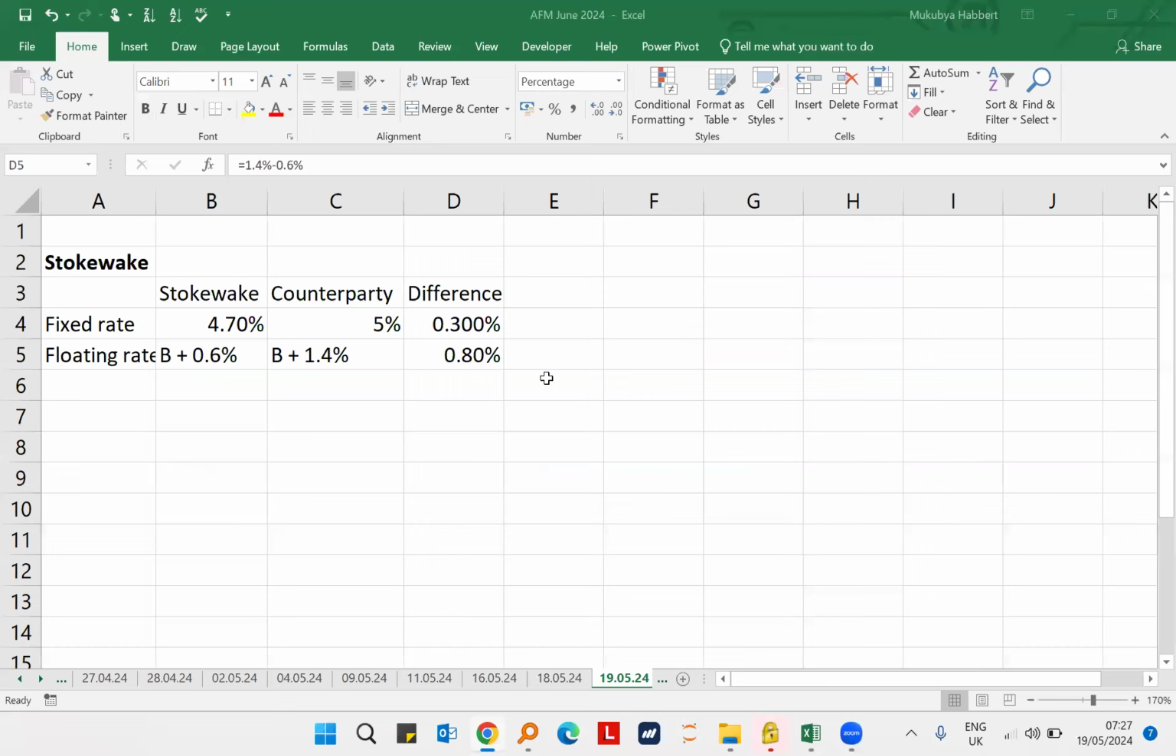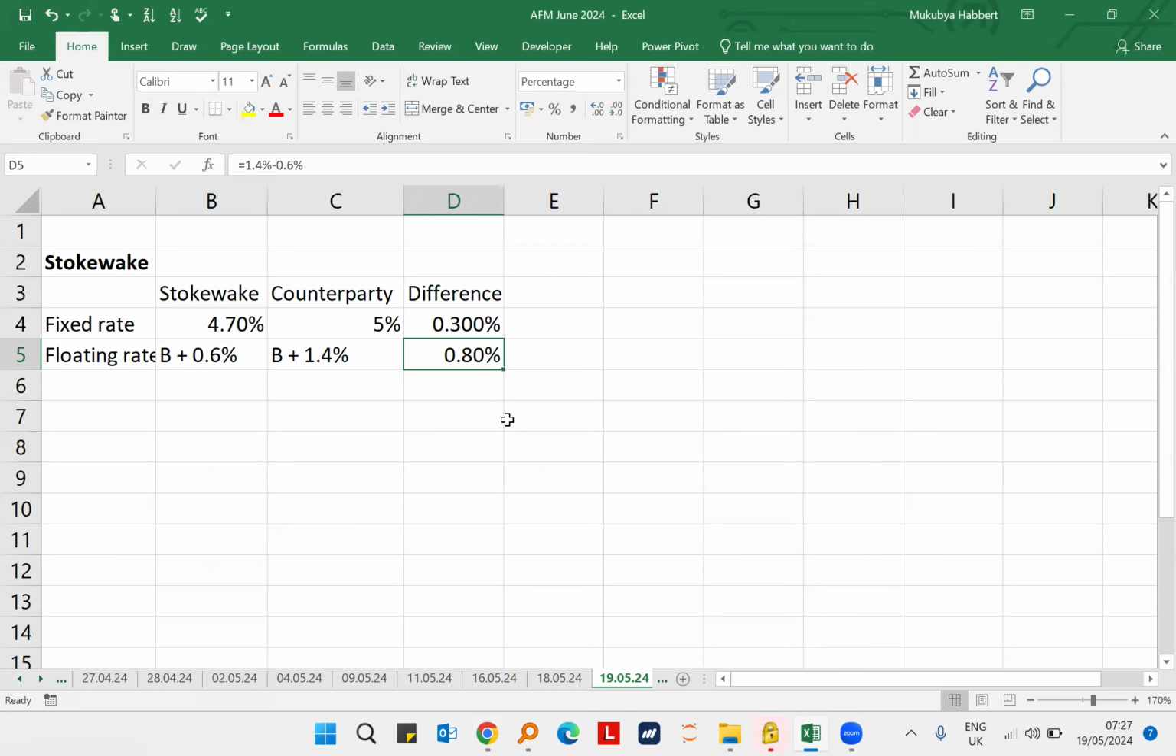Okay. So you can see that in both situations, Stockwake gets a better rate. It borrows at 4.7% at fixed rate, and even here at base plus 0.6%. So it's better off in both situations. But it's much better when we use the floating rate, because it has a bigger differential for the floating rate.